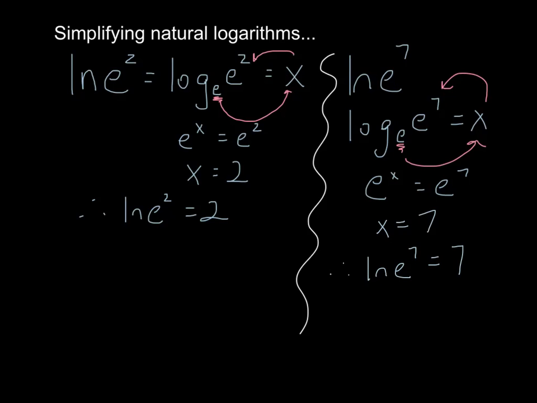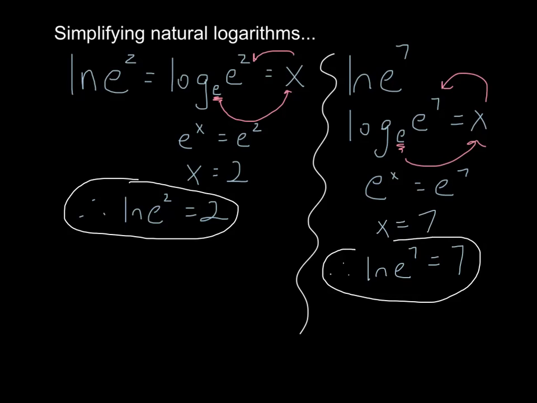Now take note here of what happened. We got here that ln of e squared is equal to 2, and here we got ln of e to the 7th is equal to 7. And that's going to be true: if you take the ln of e to any power, that will simplify to just be the power. And we can write that generally as ln of e to any power is equal to that power.